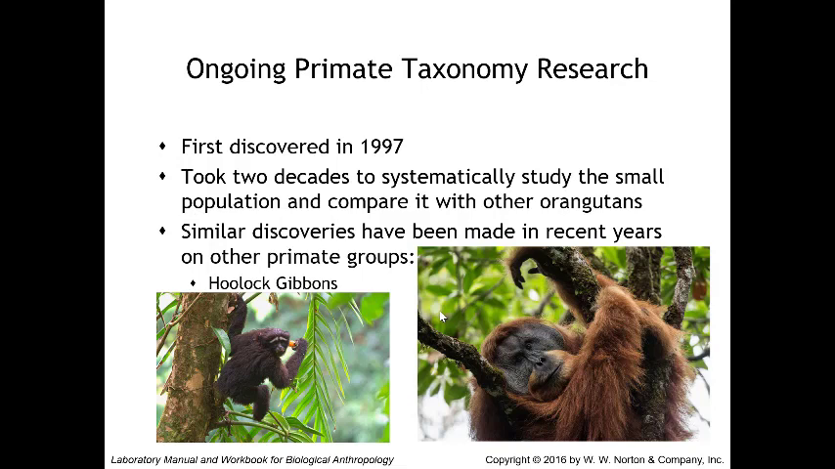And then we have other similar discoveries that have been made in more recent years on other primate groups. So we have Hulock gibbons. After noting that the Hulock gibbons in China's Yunnan province had different vocalizations and physical traits than other Hulock gibbons, scientists began studying and comparing their features and genes. And they discovered that these gibbons were a distinct species, Hoolock tianxing.